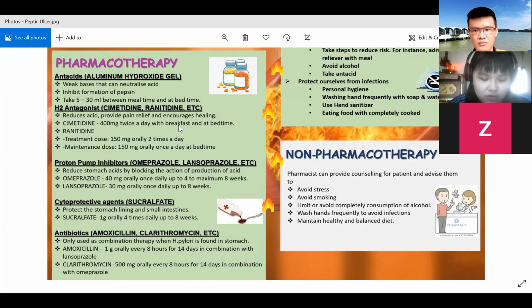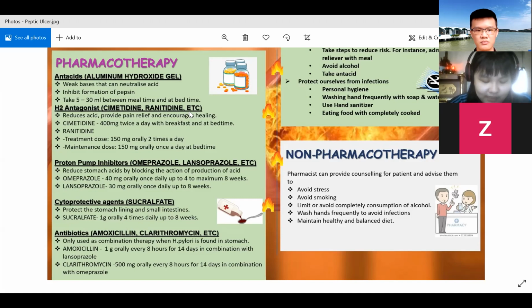Antibiotics are also used for combination therapy if H. pylori is found in your stomach. I give 2 examples under antibiotics, which are amoxicillin and clarithromycin. For amoxicillin, take 1 gram orally every 8 hours for 14 days in combination with lansoprazole. For clarithromycin, 500 milligram orally every 8 hours for 14 days in combination with omeprazole. Okay.